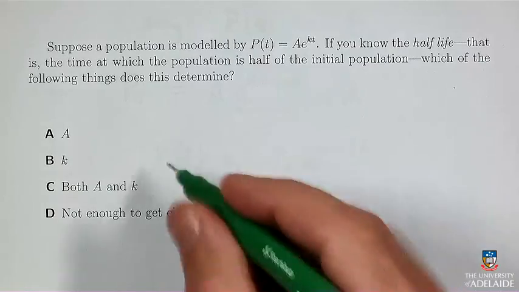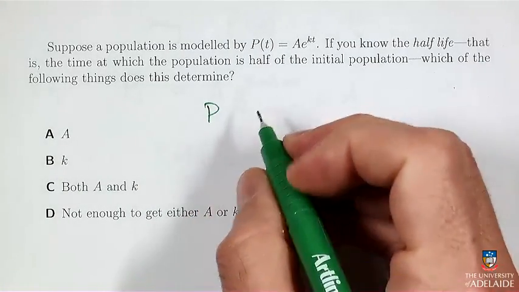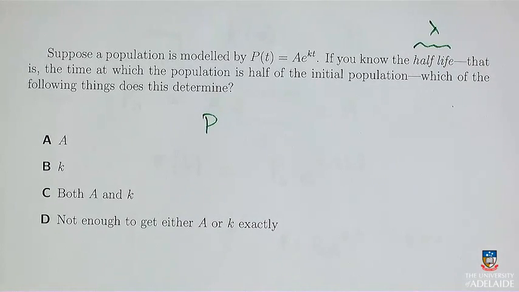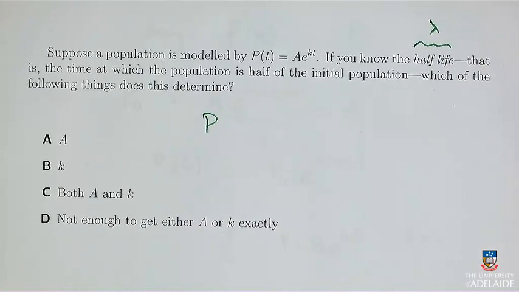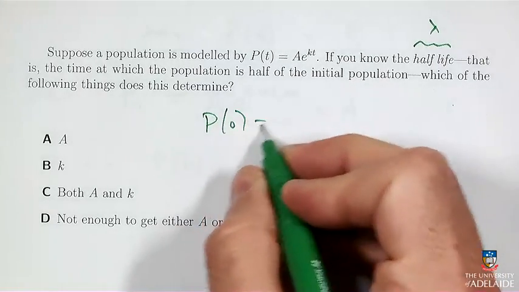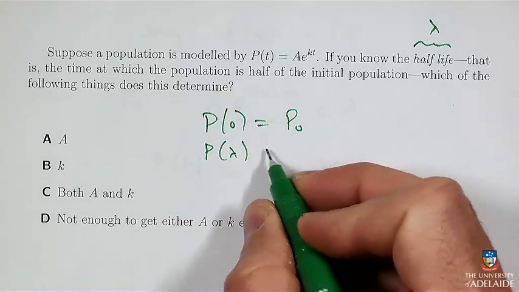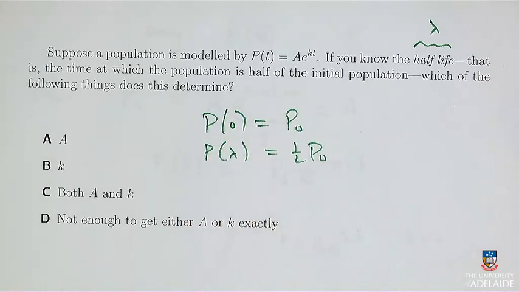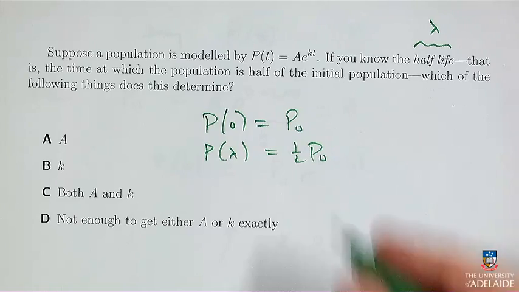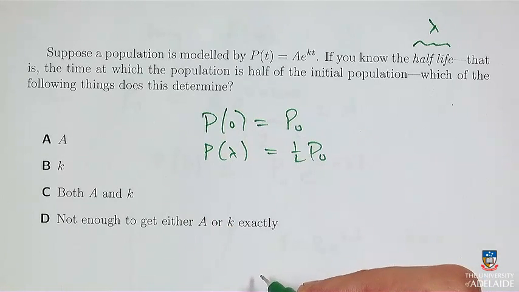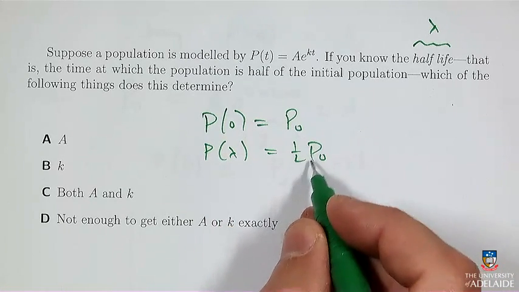So suppose we know the half-life, let's call it lambda. That's how much time until there's half of what there was before. If P of 0 is whatever it is, we don't know that. If P of lambda is half of that, that's what we know, right? We don't know what P naught is. It's however much we have at the beginning. But what we do know is that after lambda, we have half of that.